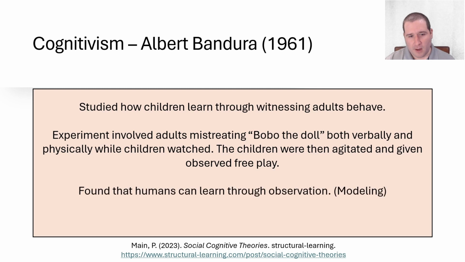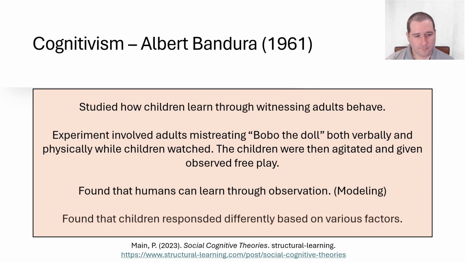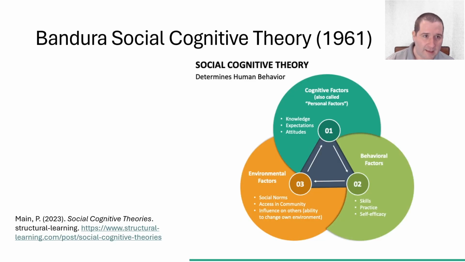So Albert Bandura found that, one, humans can learn through observation, which is where we got our concept of modeling today. And he also found that children responded differently based on various factors. So now there are cultural factors at play. There are societal factors at play. Okay, is the study about male versus female? Maybe, or maybe it's about how the male children viewed their role in society, or how the female children viewed their role in society. Maybe these are cultural differences. And that is Bandura's social cognitive theory.